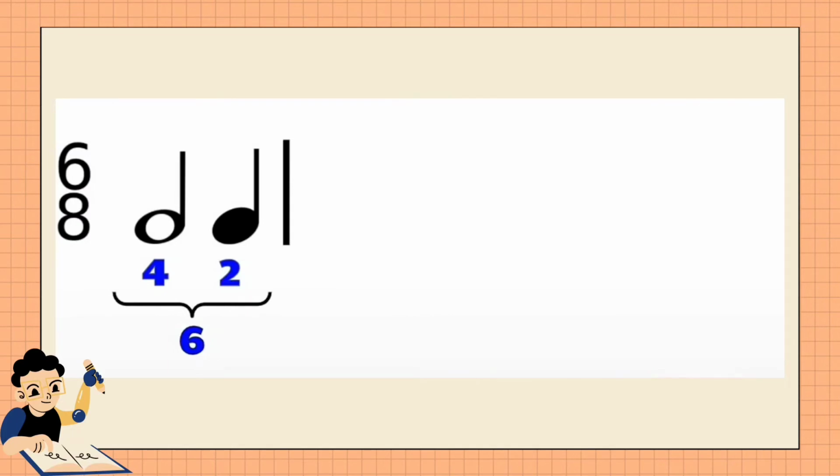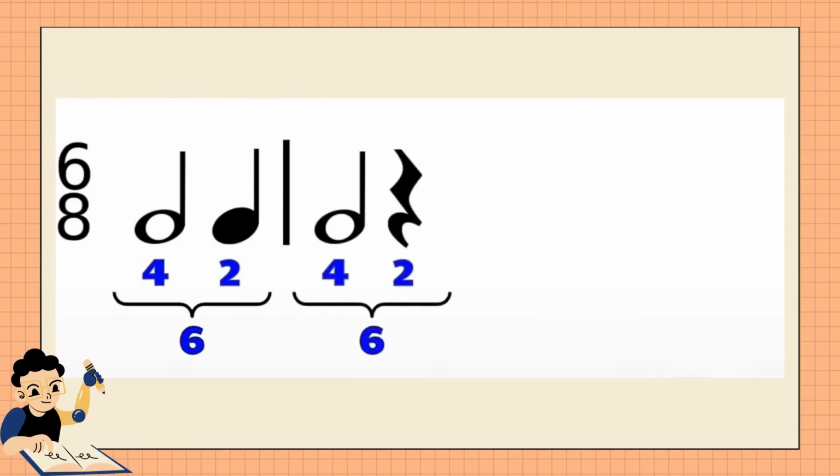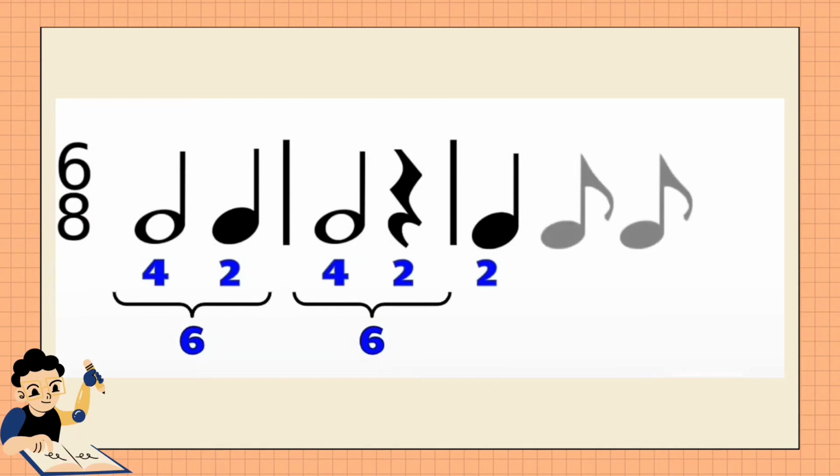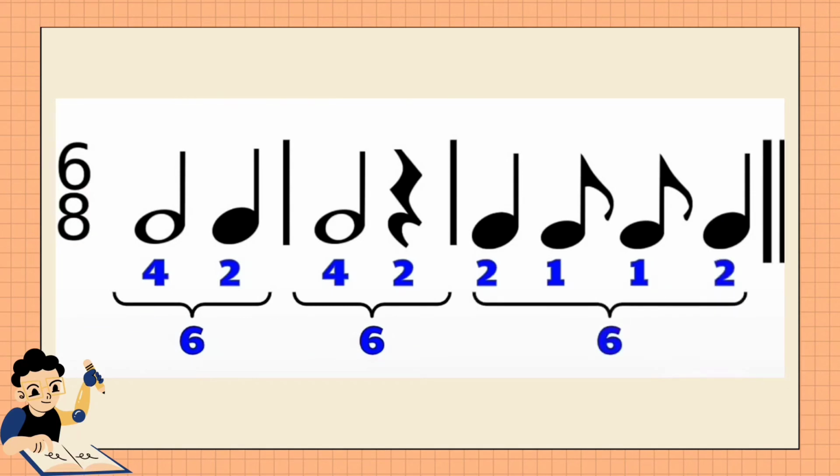And for the second measure, let us start with a half note again. Then a quarter rest. 4 plus 2 is equal to 6. Now that we have 6 beats, let's put a bar line again to separate the second measure from the next measure. For the third measure, let's have a quarter note, which has 2 beats. Then let us insert two 8th notes. Each 8th note receives 1 beat. And another quarter note makes 6 beats. That's it! We have now a rhythmic pattern in 6/8 time signature.